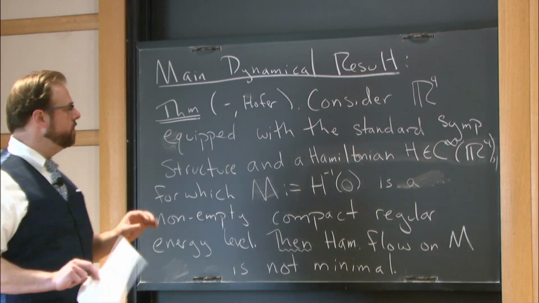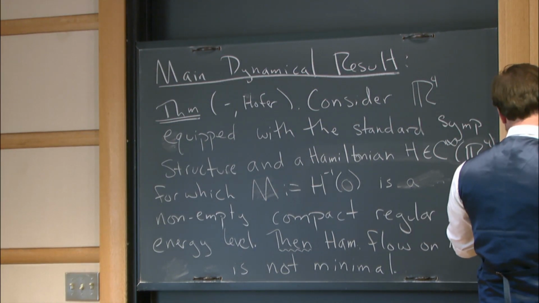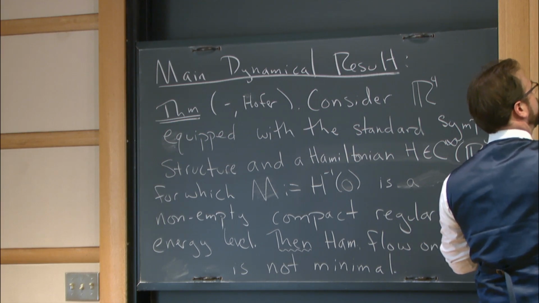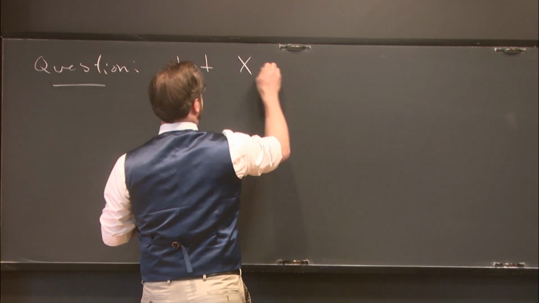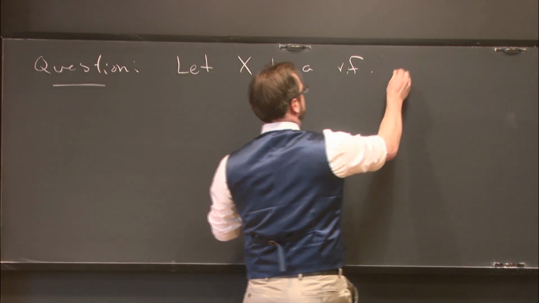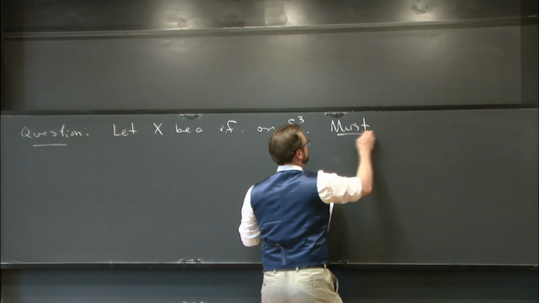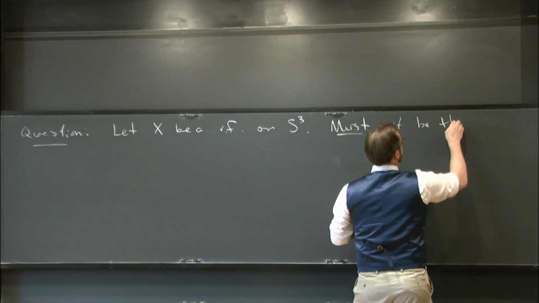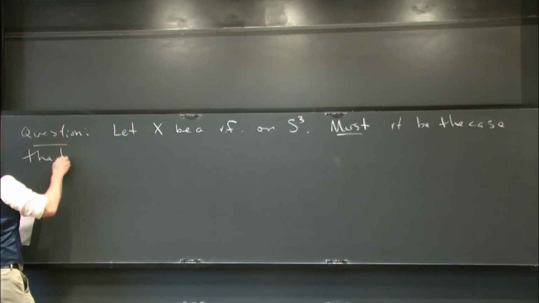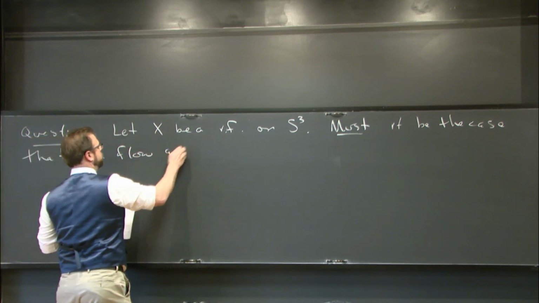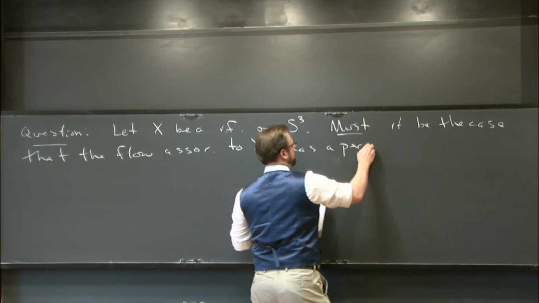Good. So in order to proceed, I want to back up a little bit, just to give a little bit of historical context. Here's the question: let X be a vector field on S3. Must it be the case that the flow associated to X has a periodic orbit?